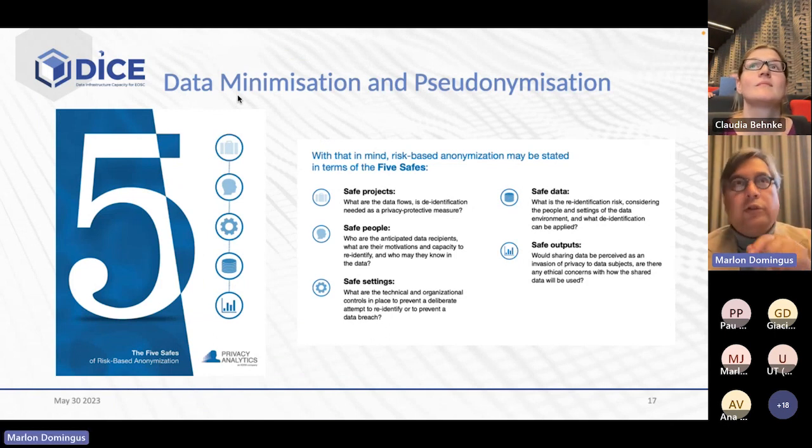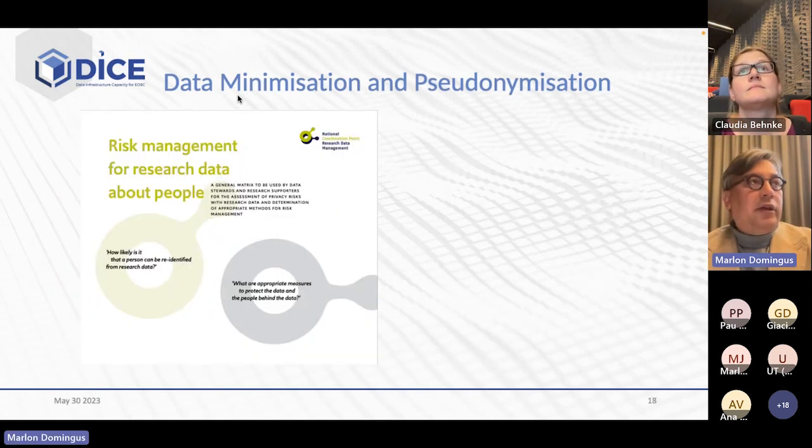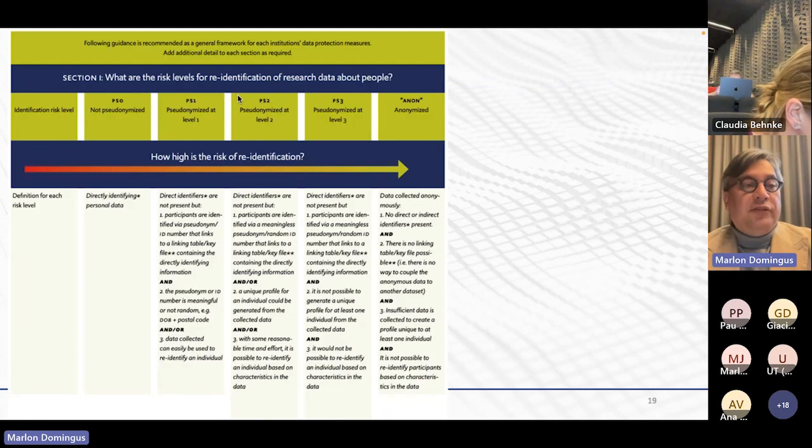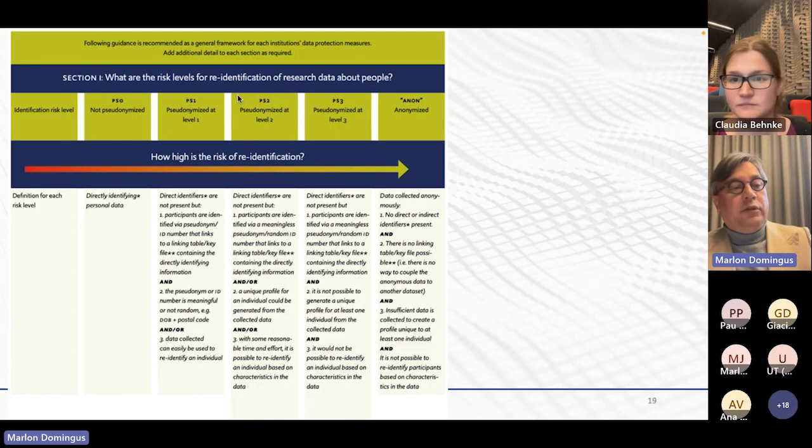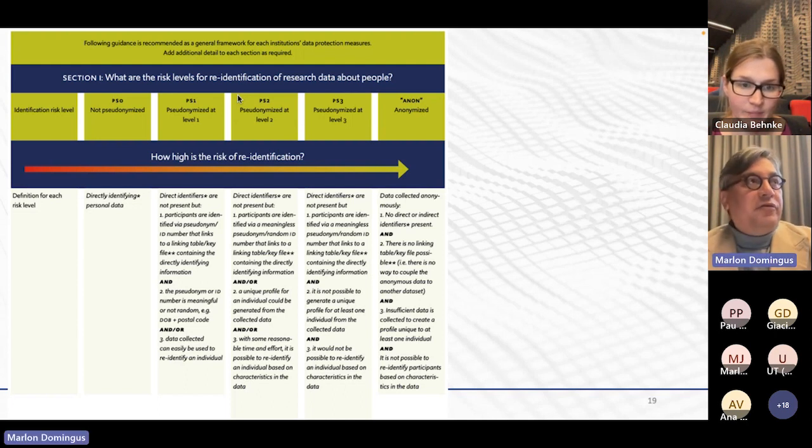It's also in your folder. This Five Safes approach by Privacy Analytics, and the LCRDM group also implemented this Five Safes approach. And this is how you see the identification level from left to right. Fully right is anonymized, and then left is not pseudonymized, as personal data as it gets.